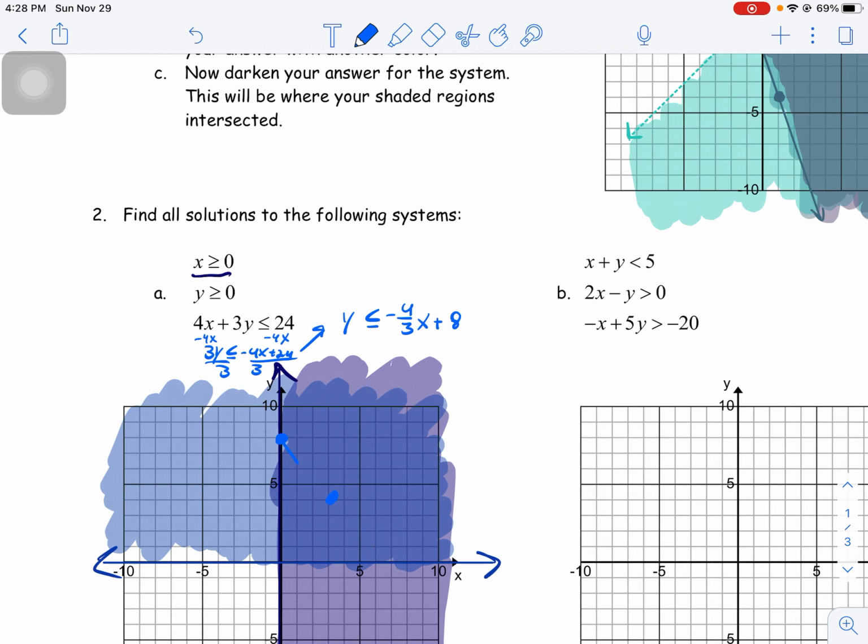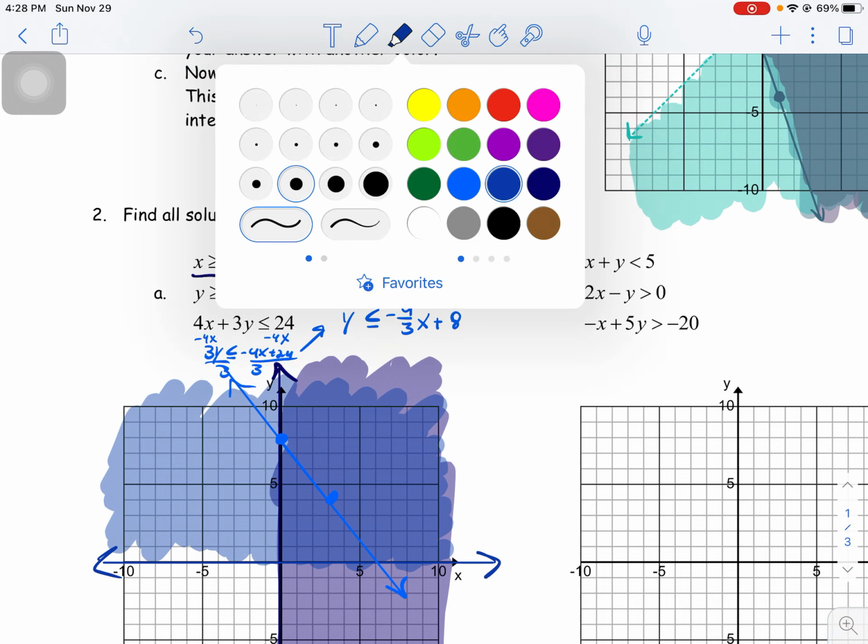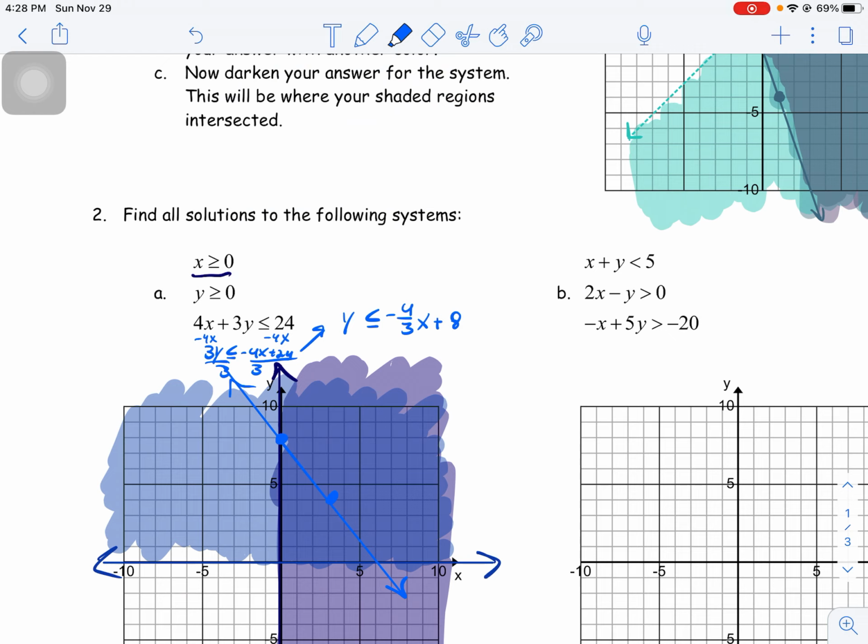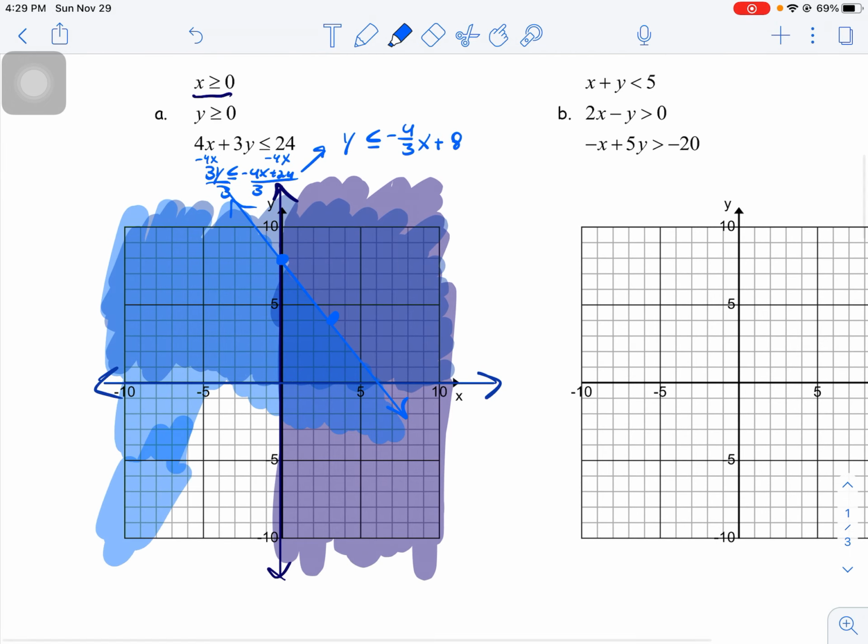Not like that. That was off a little bit. Going here. And then going up like this as well. Something like that. And then it wants us to shade y less than or equal to that line. So we're shading everything below. So all of this down here would be everything below.